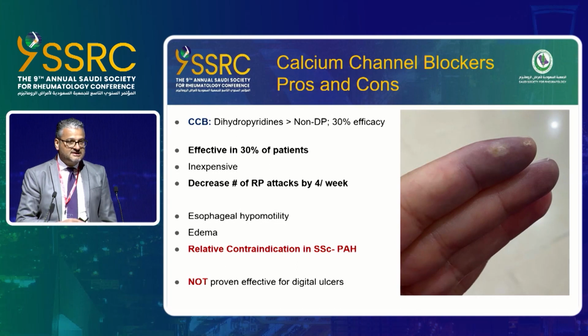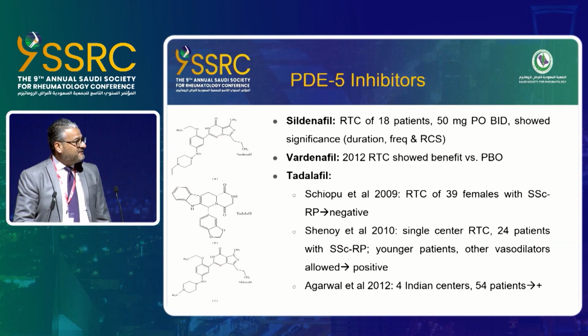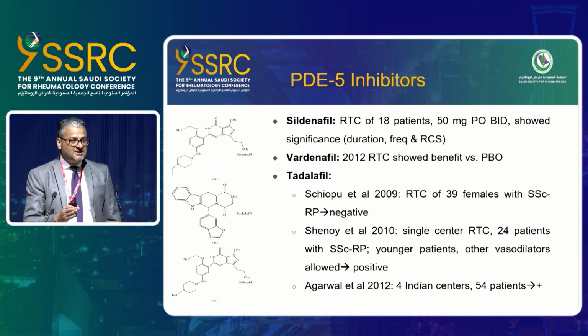But the studies, and just a quick comment here: the studies in Raynaud's phenomenon are similar to lupus. I mean, most of them are negative, so it all comes from our clinical practice. PDE5 inhibitors, we use them as an add-on therapy. Usually we start with the calcium channel blockers.